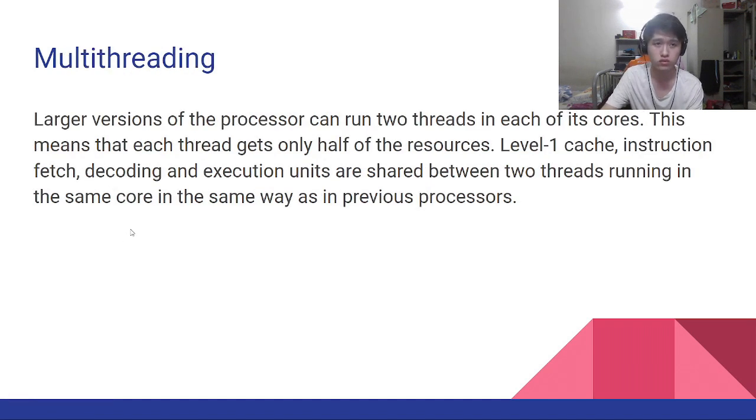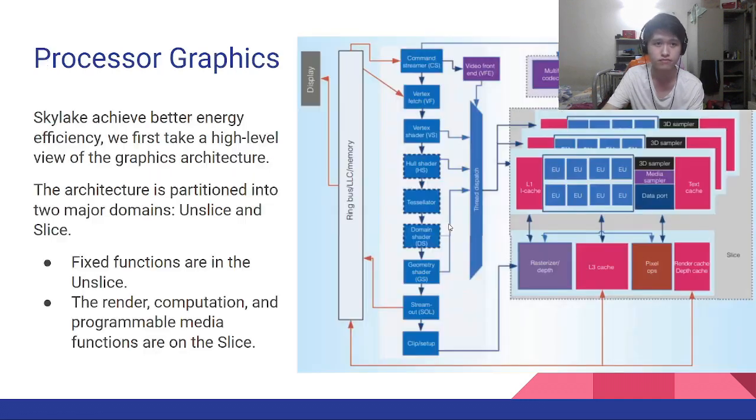It can also do multi-threading. Larger versions of the processor can run 2 threads in each of its cores. This means that each thread gets only half of the resources. The level 1 cache, instruction fetch, decoding, and execution units are shared between 2 threads running in the same core, in the same way as in the previous generation of processors.